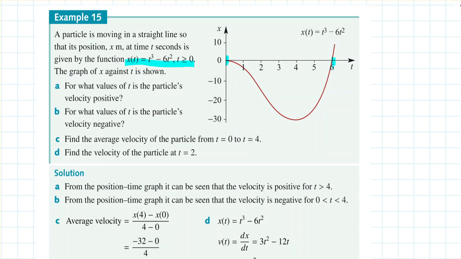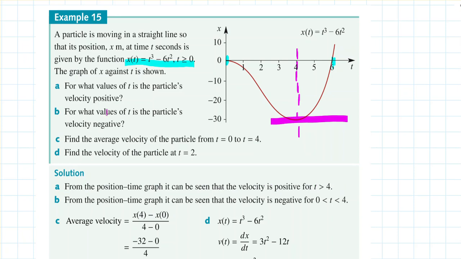Good. So, question: for what values of t is the particle's velocity positive? Okay, so now we know the velocity. If we have a look at the instantaneous rate, that's nothing else than the gradient, right? So the first derivative. Okay, so where's the gradient 0 here? Yep, must be at 4. So to the right of 4, we have a positive gradient. If we have a positive gradient, that means we have a positive velocity. So therefore, the answer to question A is: from the position-time graph, it can be seen that the velocity is positive for t greater than 4.